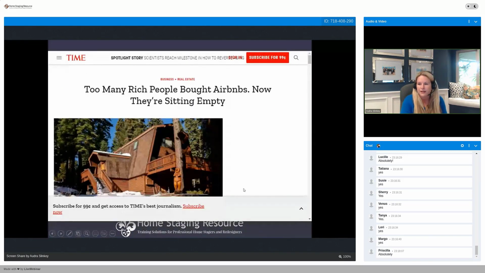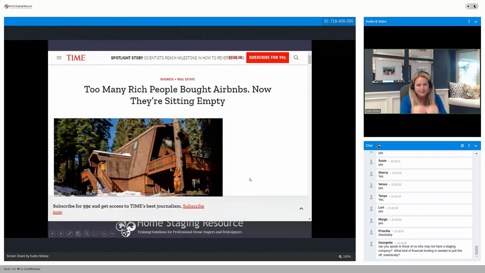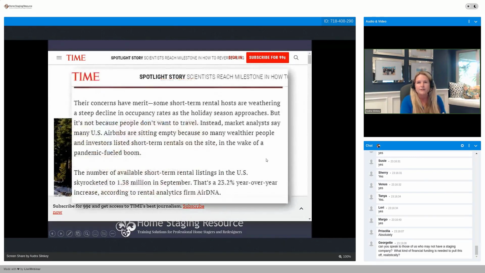And you have a luxury client base. So for my designers and stagers who are tired of people with their super small budgets, here's a recent article I just pulled. Too many rich people bought Airbnbs and they're sitting empty. The good news is they have the funds to really dial it in, step it up, and make it actually stand out if they're approached the right way.